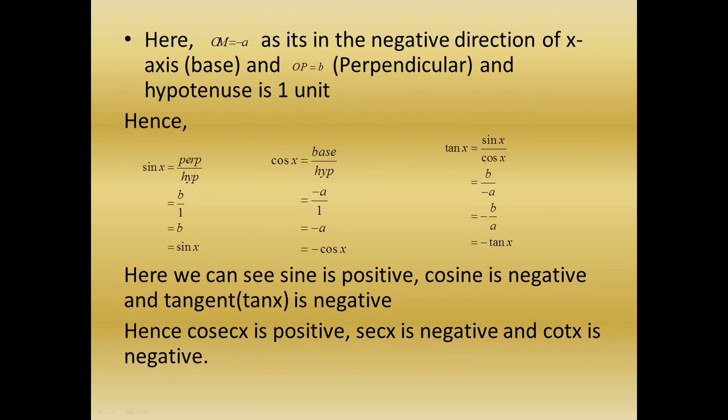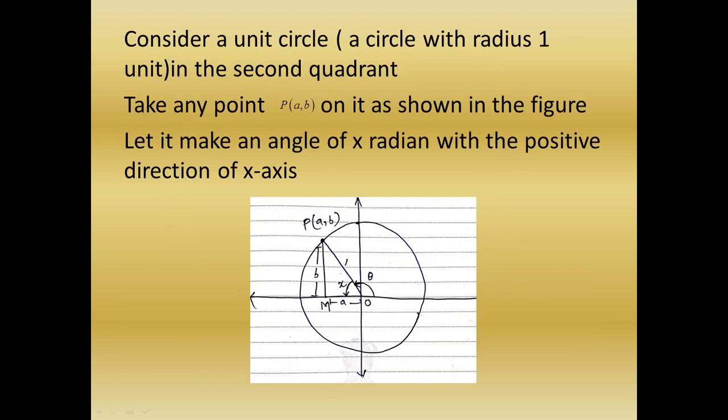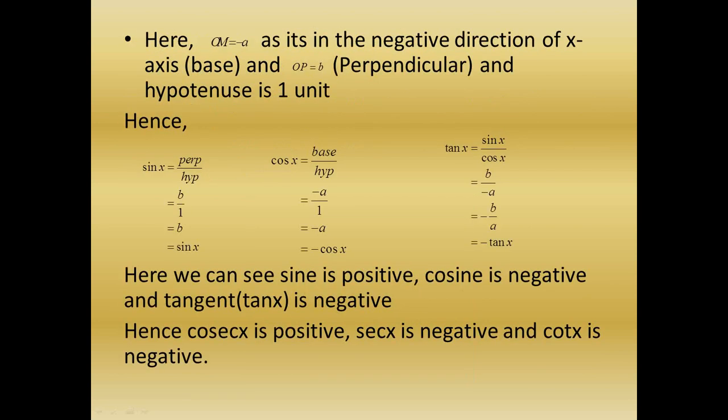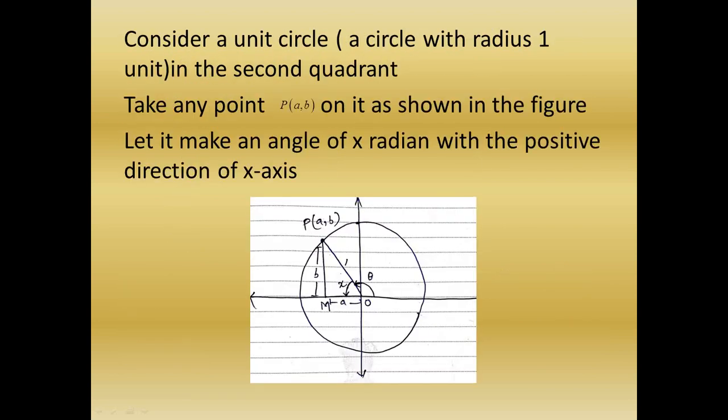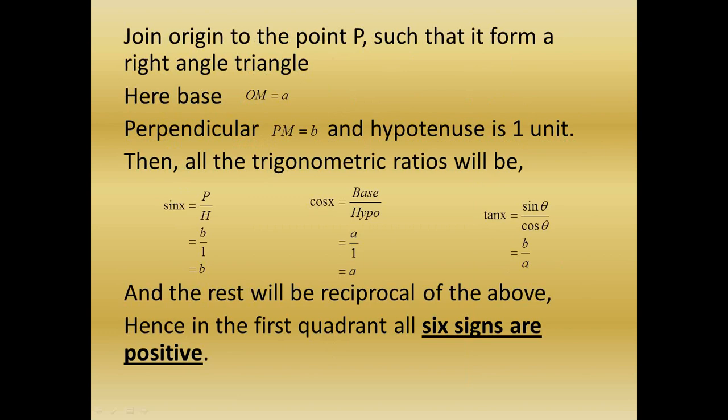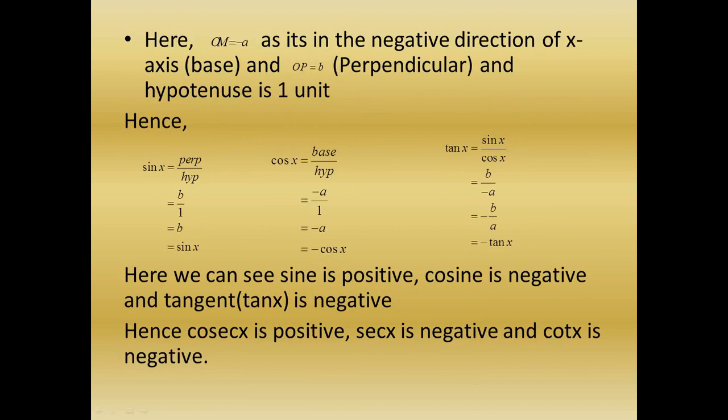Can you see the cursor? Now cos x is what? Base by hypotenuse. Base is what? Negative direction of x-axis, so minus a by 1, which is minus a. Can you see that in the first quadrant a is what? Cos x, so I have replaced a by cos x, minus remains as it is. Tan x is sine by cos x, I have put the value negative.